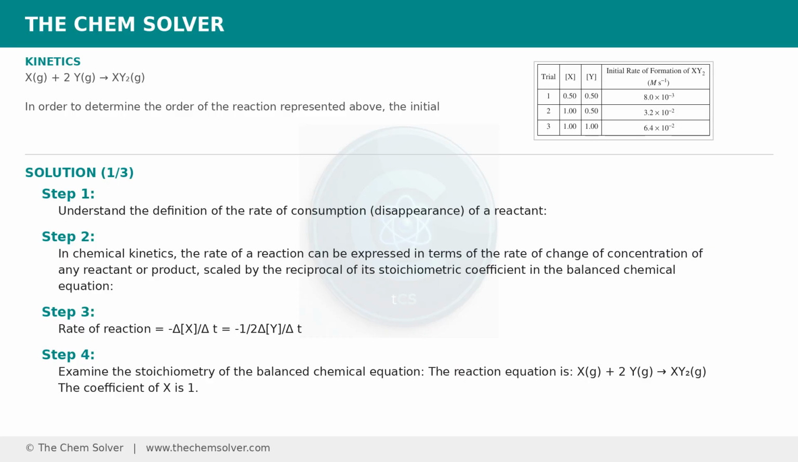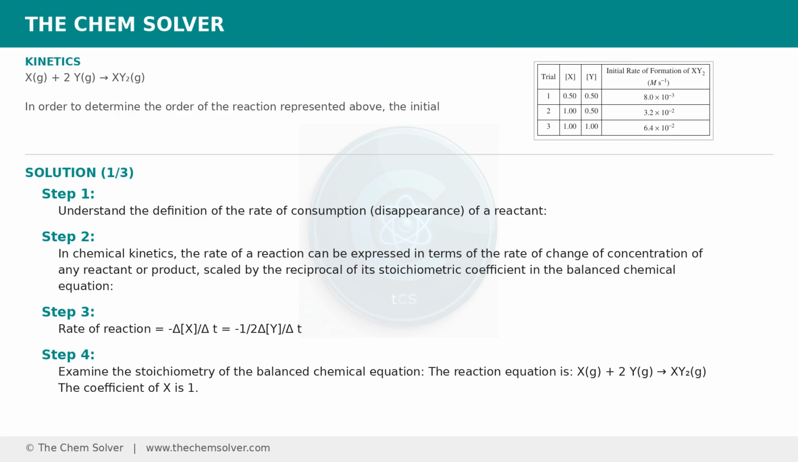Understand the definition of the rate of consumption, disappearance of a reactant. In chemical kinetics, the rate of a reaction can be expressed in terms of the rate of change of concentration of any reactant or product, scaled by the reciprocal of its stoichiometric coefficient in the balanced chemical equation. Rate of reaction equals delta x over delta t equals 1 over 2 delta y over delta t.